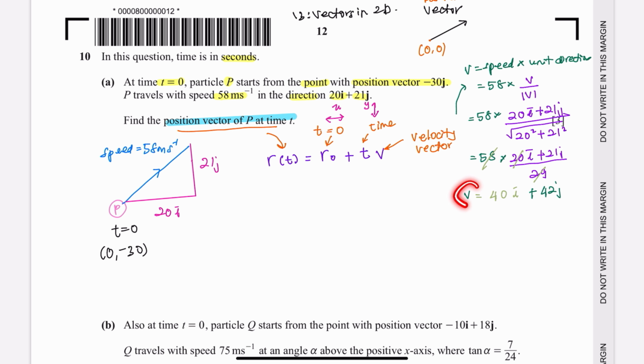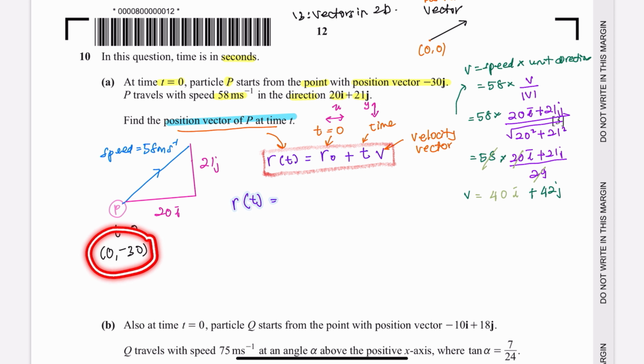Now I'm going to substitute v in here. From this formula, I can find my position vector. The position vector at time t will be, this is at its origin. We know the origin is 0, negative 30. So I'm just going to write negative 30j plus t times v, 40i plus 42j. I can just leave my answer like this.